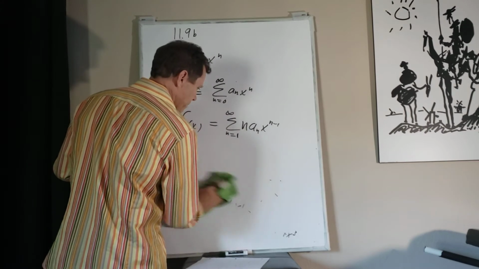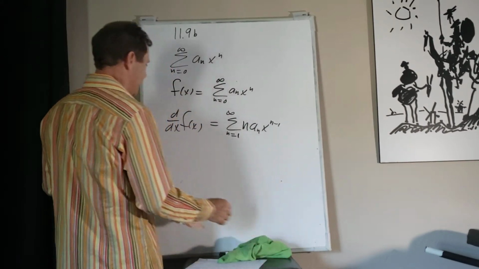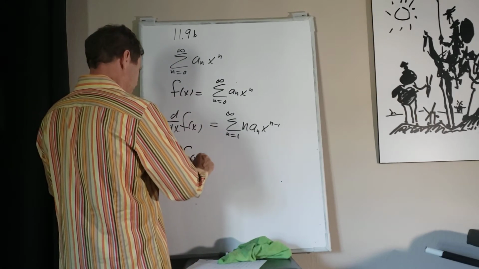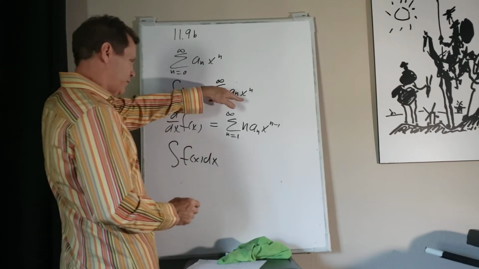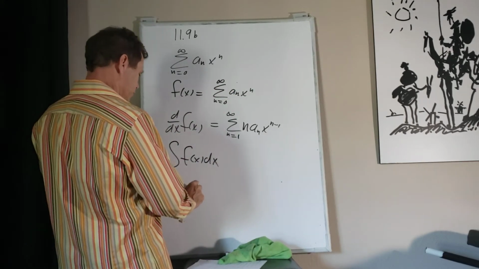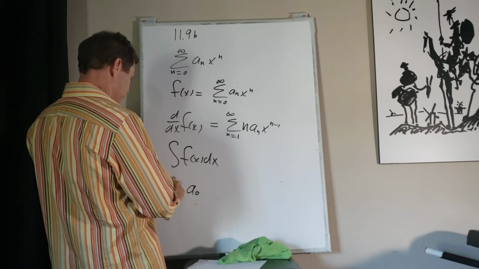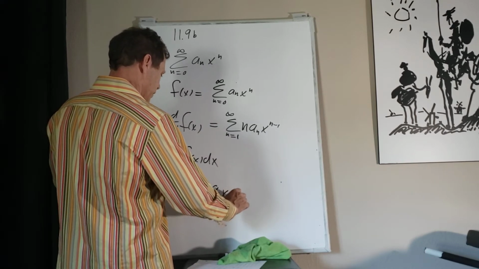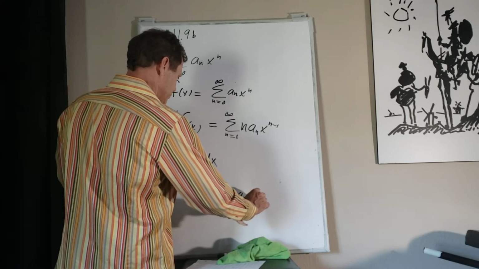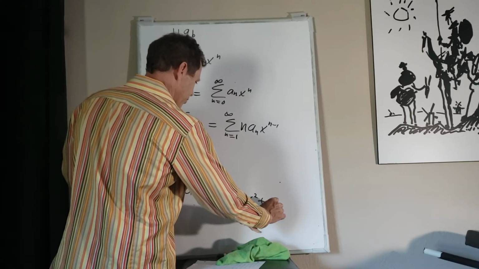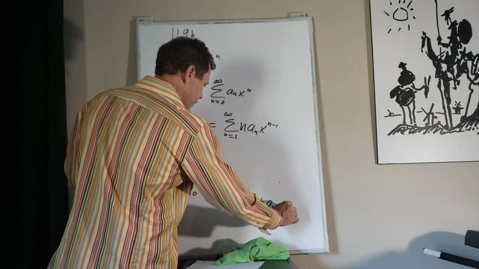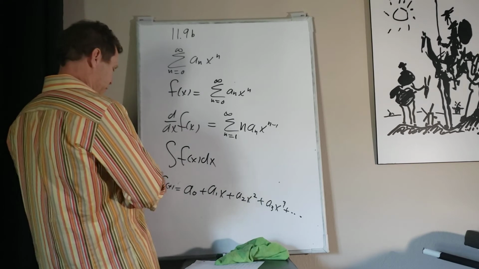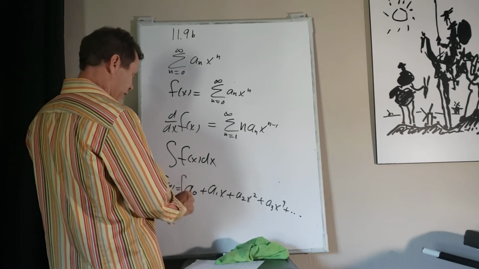What about the integral? Okay, so let's take the integral of f of x dx. Let's write this guy down right this time. So f of x equals a0 plus a1x plus a2x squared plus a3x cubed, and I keep going on forever. So integrate that. What happens when you integrate a constant? We integrate this, integrate a constant, integrate all these guys.